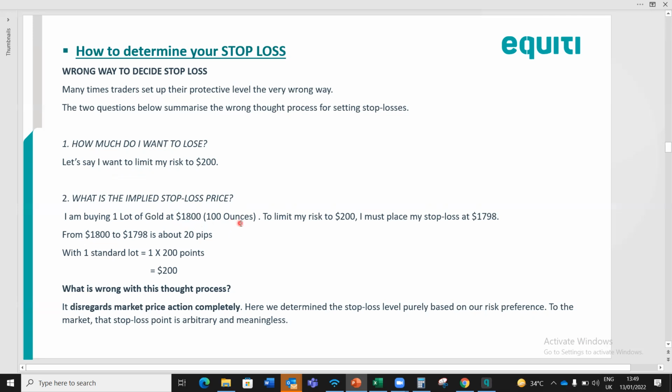That is 100 ounces. Now, to limit my risk to $200, which I have earlier said, I must place my stop loss at 1798. That is where my stop loss will be for me to risk only $200 on this trade, if I enter the market at 1,800. Let me show you. So let's assume that this price level here is 1,800.